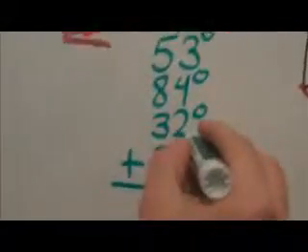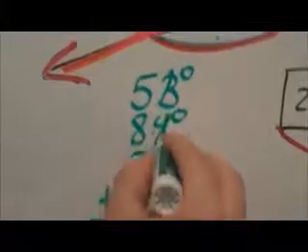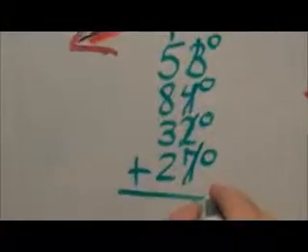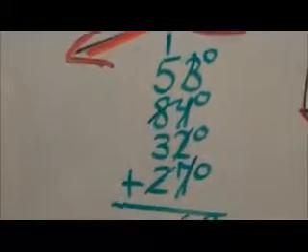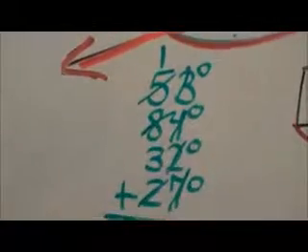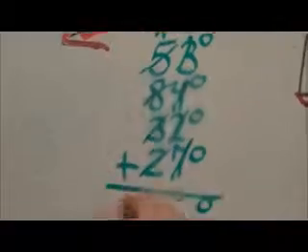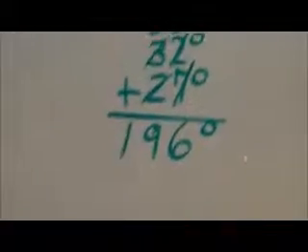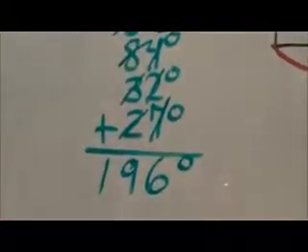Let's collect some easy tens. I have 7 and 3, which is 10. 4 and 2 is 6, gives me 16. Let's capture some hundreds here. I have 80 and 20, which is 100. 50 more is 150. 30 more is 180. 10 more is 190. I should have 196 degrees on this side altogether.